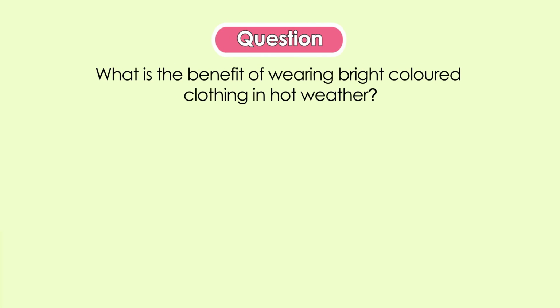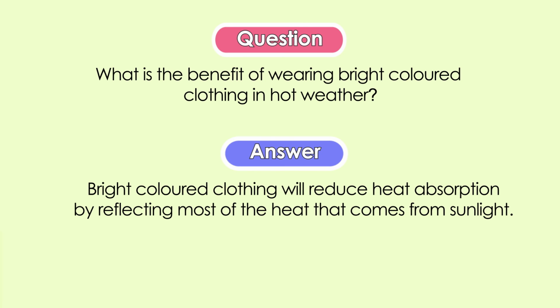Well, boys and girls, it looks like we have come to the end of our lesson. These questions will help you to recall our previous slides. The first question is, what is the benefit of wearing bright colored clothing in hot weather? The answer is, bright colored clothing will reduce heat absorption by reflecting most of the heat that comes from sunlight.